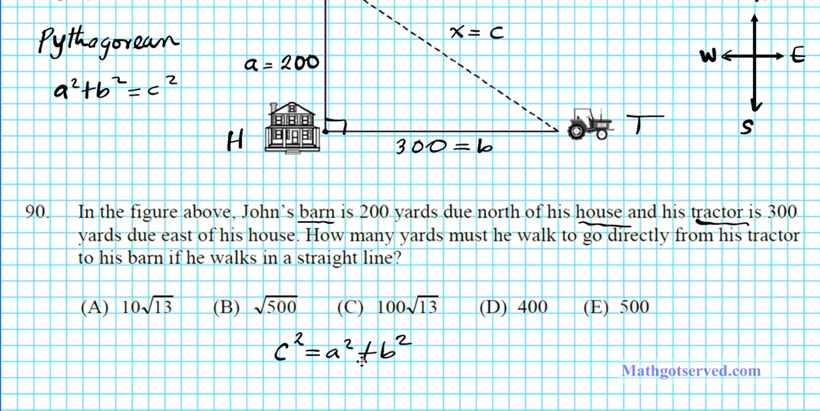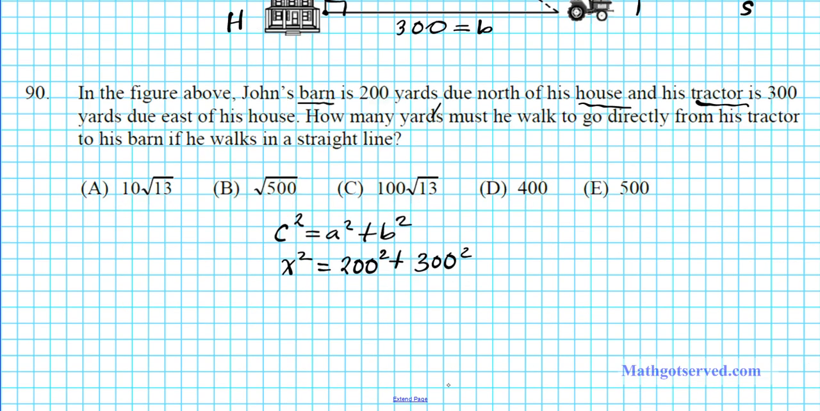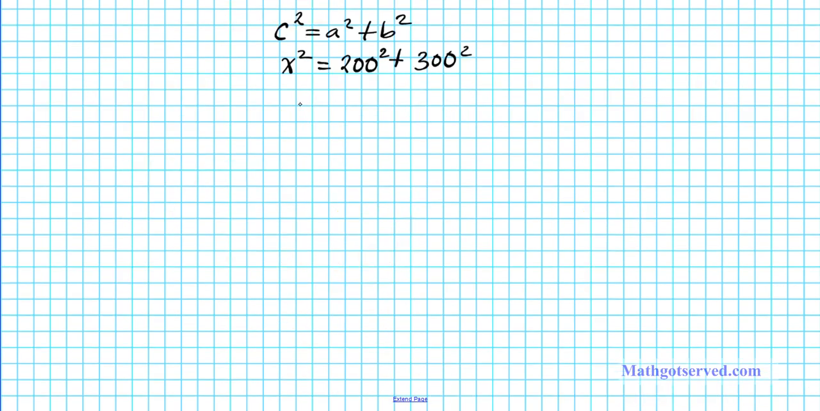Now, if we apply this formula to this problem, what do we have? We have x squared, what we're looking for, equals a squared. A is 200, so we have 200 squared plus b squared, which is 300 squared. Okay? All right, now let's see. We want to solve for x, so let's simplify this. x squared, 200 squared is, you just square the 2. 2 times 2 is 4. And then 100, you have 2 zeros. If you square it, you're going to have 4 zeros, okay? So 40,000.